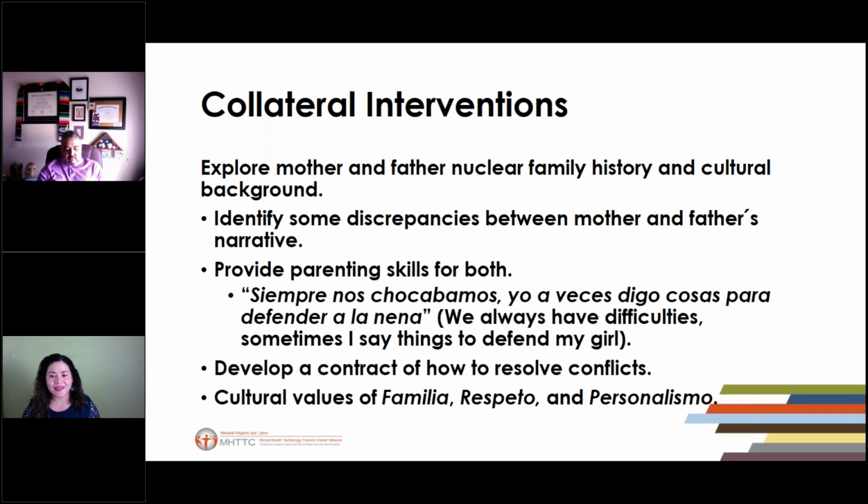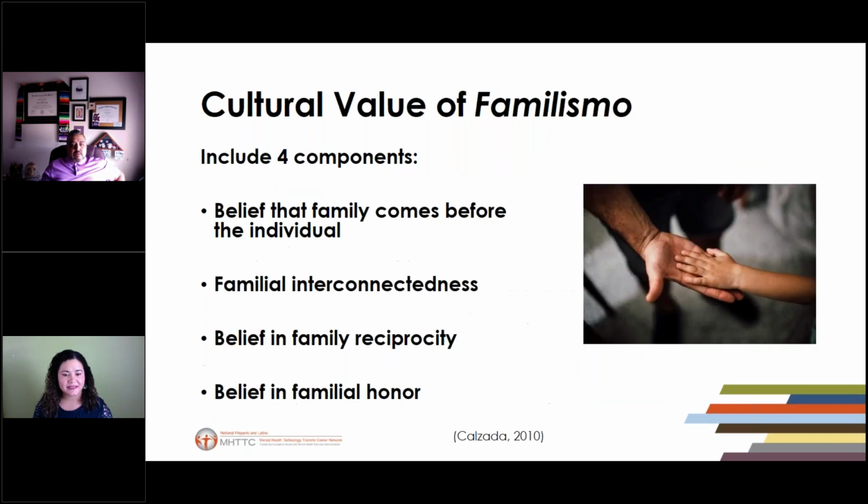One of the really important values that Dr. Rookie also explained was familismo, the belief that family comes before everything, before anyone. Familia viene primero. This was a strong value inside this family, along with respeto and also personalismo. Next slide, please.